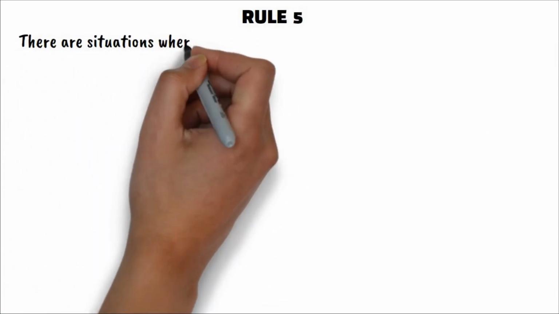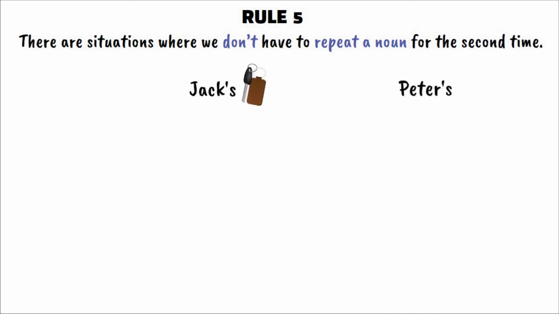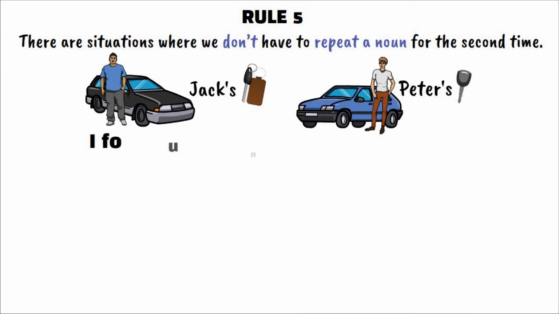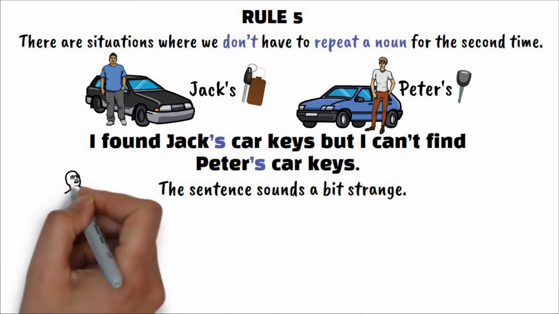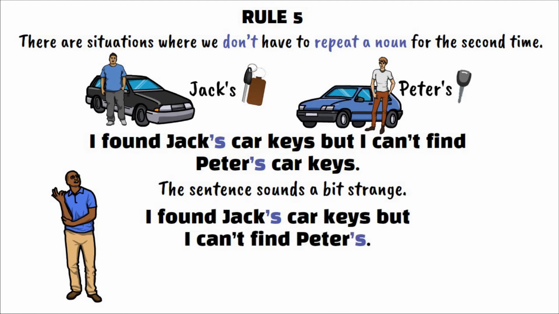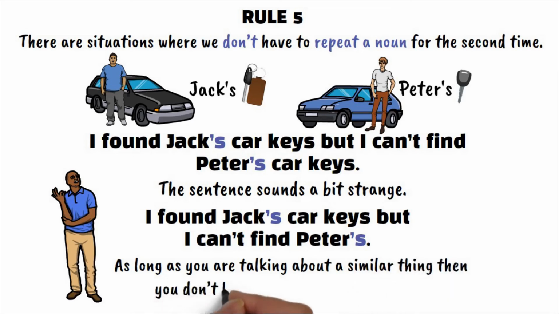Rule number 5. There are situations where we don't have to repeat a noun for the second time. Let's see an example. We could say, I found Jack's car keys, but I can't find Peter's car keys. The sentence sounds a bit strange, don't you think? It's better to say, I found Jack's car keys, but I can't find Peter's. As you can see, as long as you are talking about a similar thing, then you don't have to repeat the noun again.